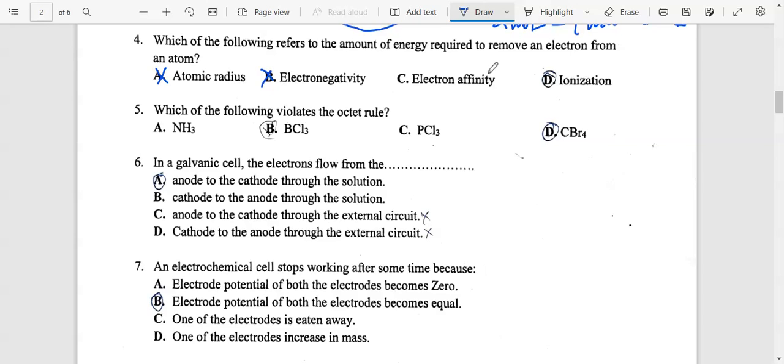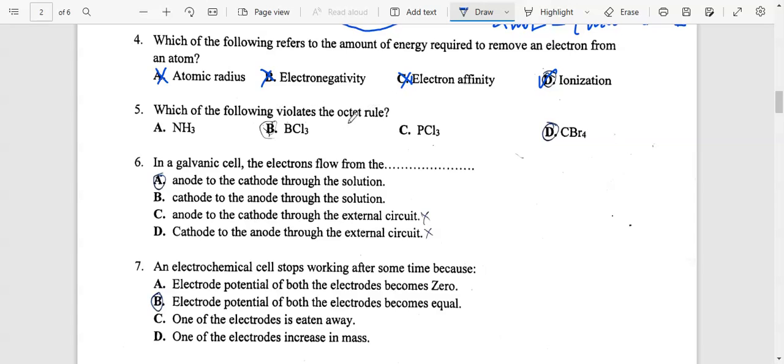Electron affinity. Electron affinity is the energy that is released when an electron is drawn closer, or when an electron is taken in by an atom. And then ionization energy, to ionize is to remove, is the energy that is required to remove an electron from an atom. So this is it.